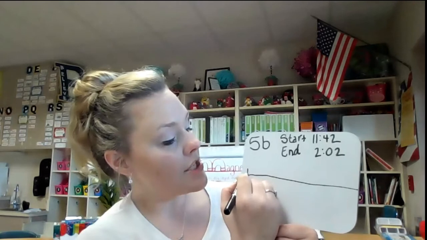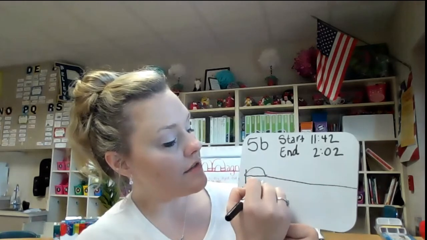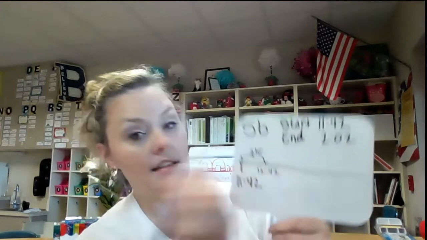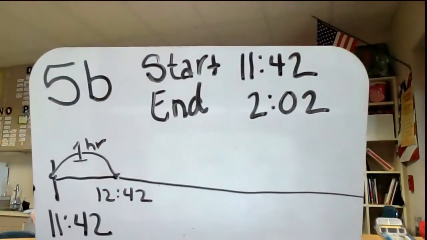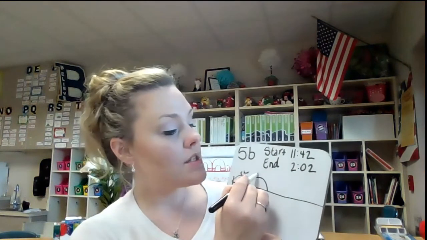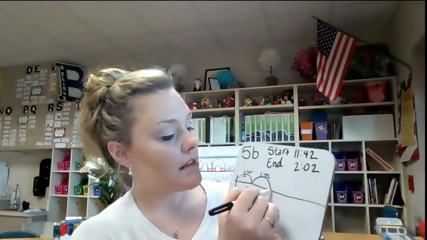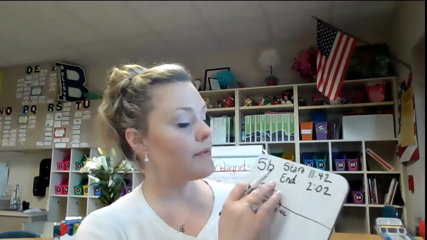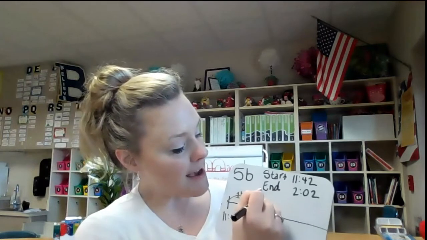11:42, I'm going to jump to 12:42. And I know that's 1 hour. So you can see that I wrote 1 hour. And then from 12:42, I can jump again to 1:42. Uh-oh, I wrote that wrong. That's okay, Miss Gerald. Mistakes are proof we're trying. So here's another 1 hour.